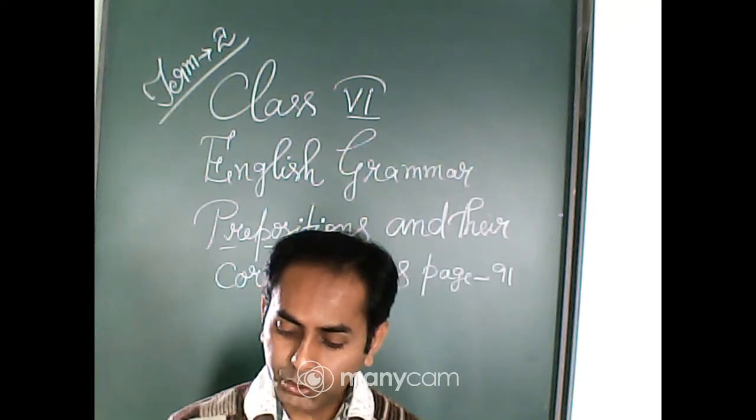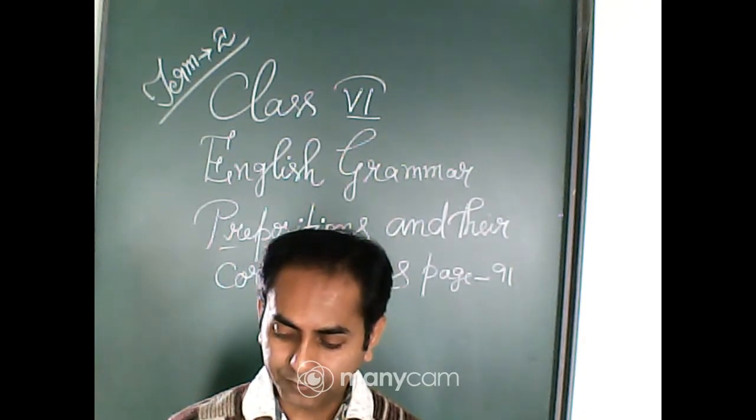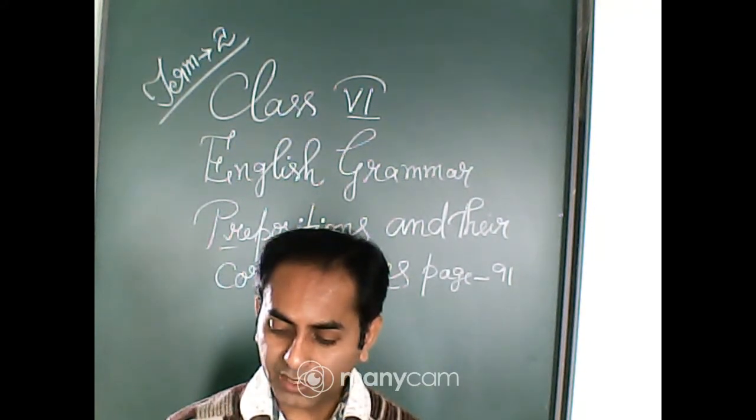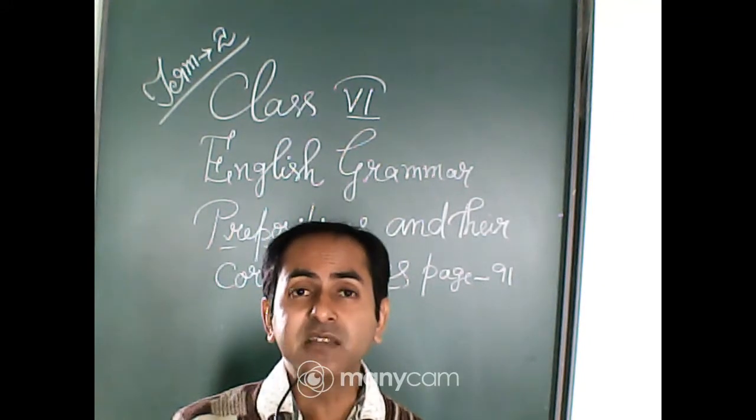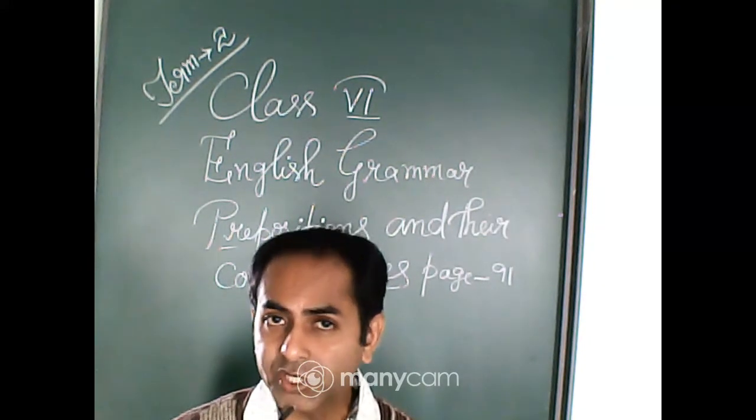The king ruled over a vast kingdom. He is happy with Rohit's performance. The students are in the auditorium. The calendar is on the wall. In the above examples, over, in, with and on are prepositions because they are showing the relation.